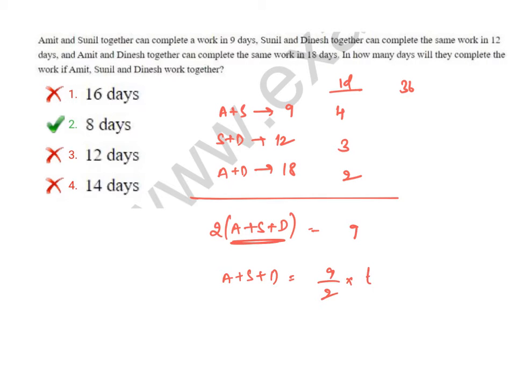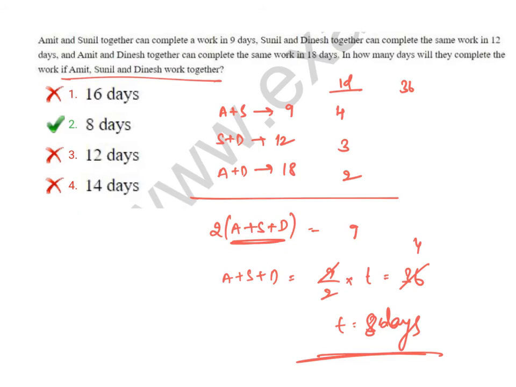How many days will they take in order to do this 36 units of work? 9 1s are 9, 4s are 36. Therefore, T is equal to 8 days. So, all 3 together they can do it in 8 days. That's what he's asking you: Amit, Sunil, Dinesh work together.